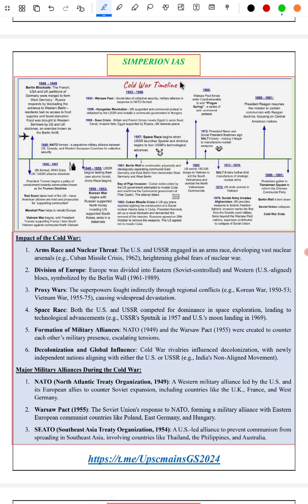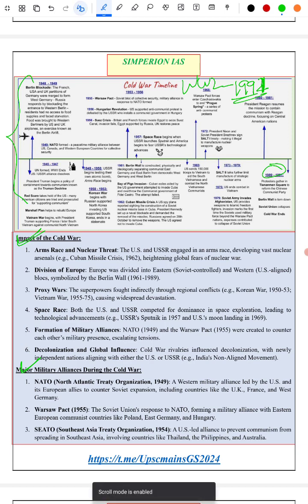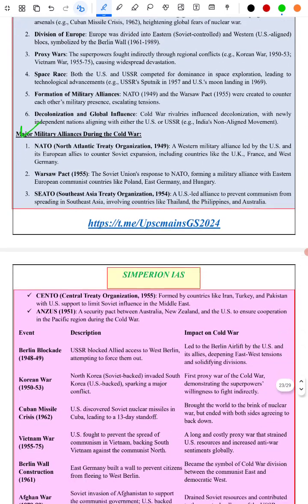That starts with the end of World War II till the disintegration of the USSR around 1991. So we are given the timeline, all major events like the Cuban Missile Crisis, etc. What is the impact of the Cold War, and what were the major military alliances formed during the Cold War era? That is NATO, Warsaw Pact, etc.